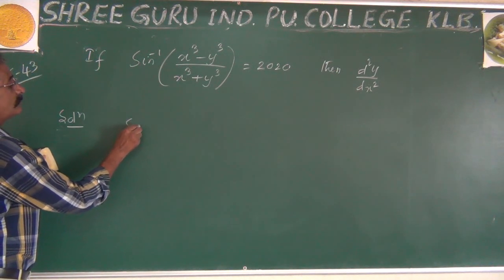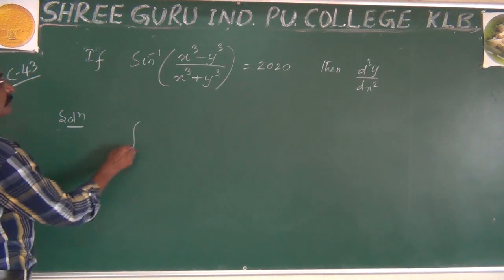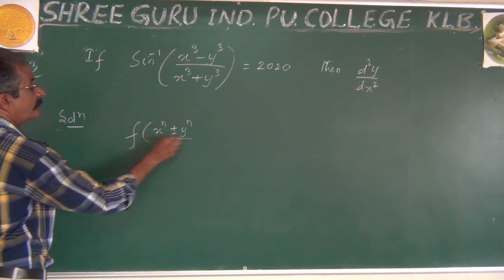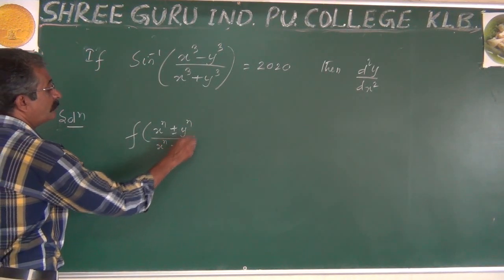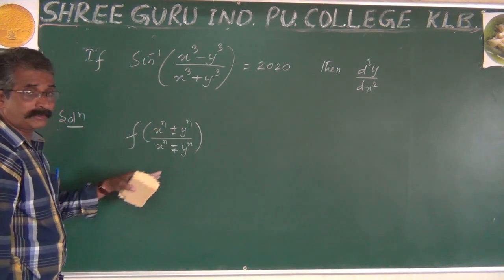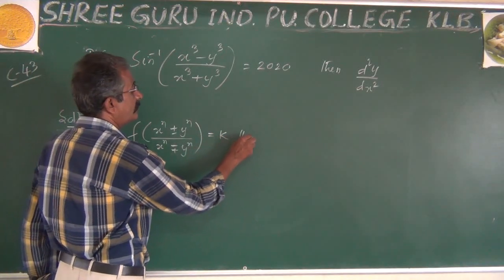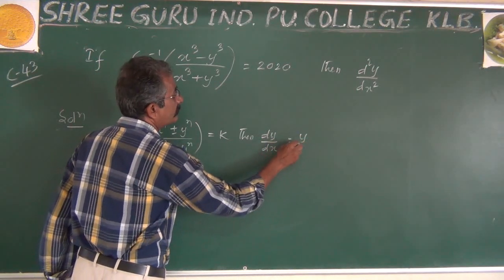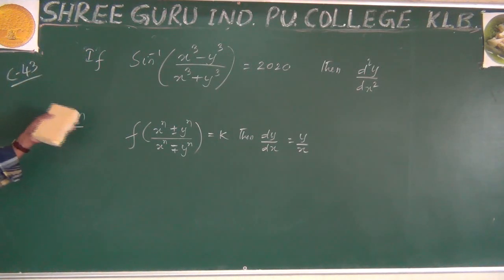We know that sine inverse of a function of x to the power of n plus or minus y to the power of n, divided by x to the power of n minus or plus y to the power of n, where in numerator and denominator the signs are different, equal to k, then dy by dx will always be equal to y by x. No need of verifying it for MCQ. But in theory you have to solve it.